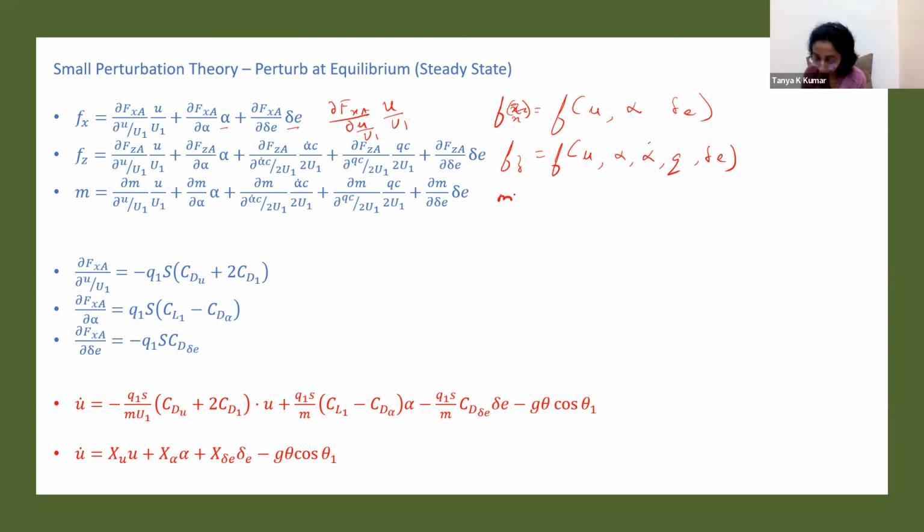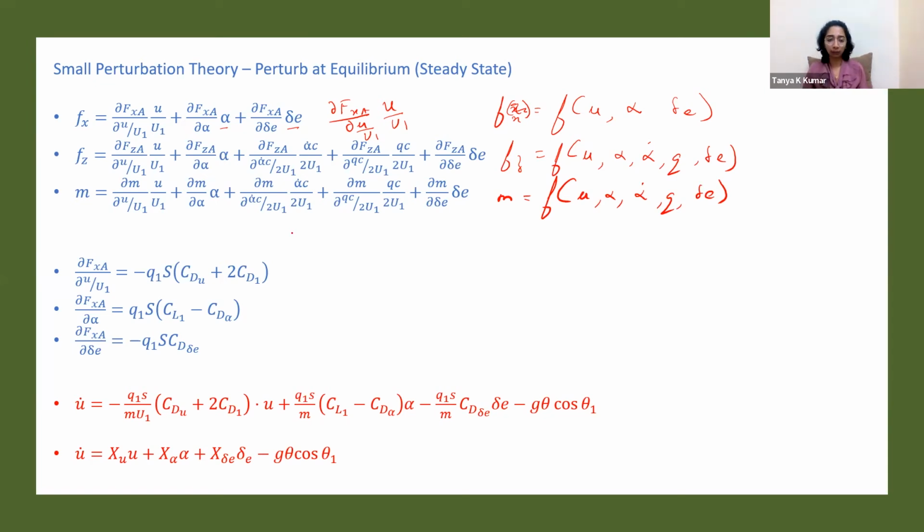Similarly, the perturbed moment depends on, again, the pitching moment, so all these terms will come into play. You cannot neglect the effect of alpha dot and q. So it depends on u, alpha dot, q, delta E. Okay, and we take a linear approximation, and these are the equations that give that.